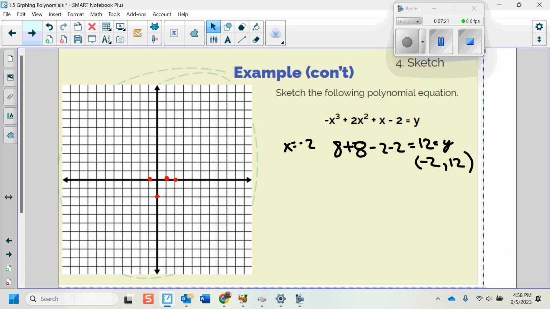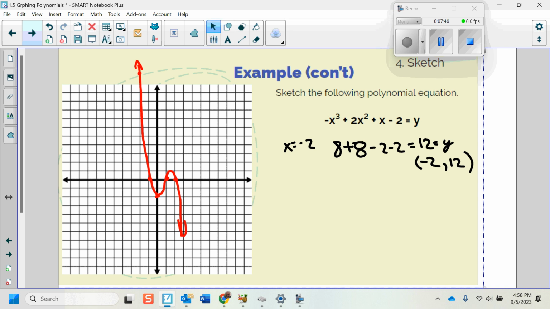So that's going to go up to here: 1, 2, 3, 4, 5, 6, 7, 8, 9, 10, 11, 12. That's going to be up there. And I could go ahead and graph this as that. It's going to come back up here, go like that, and then go down.